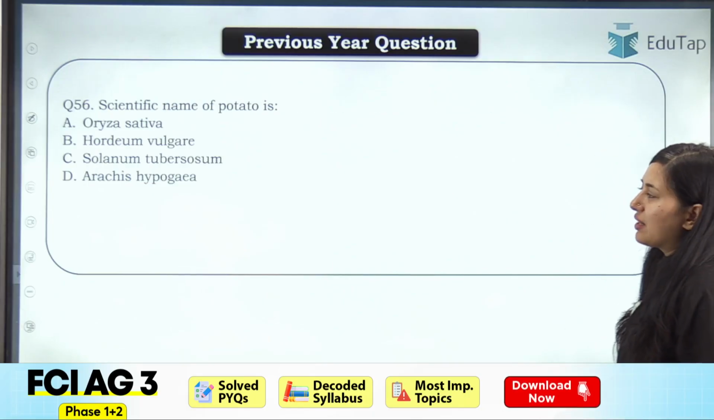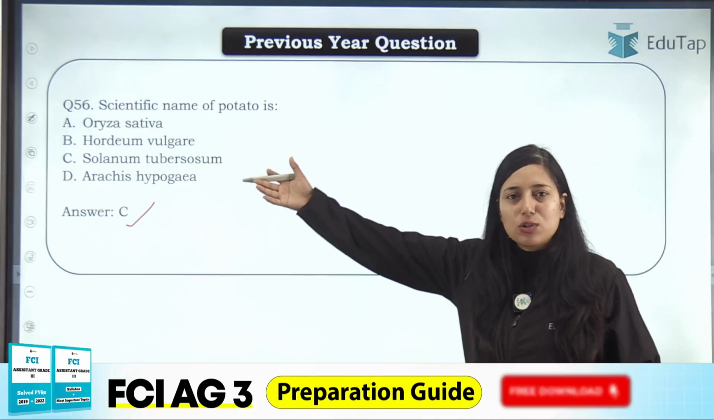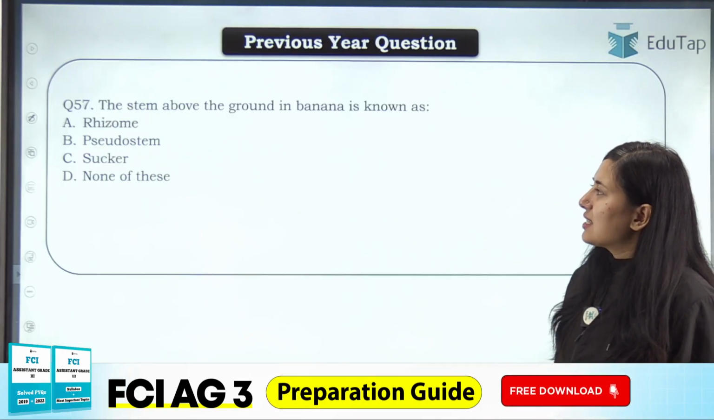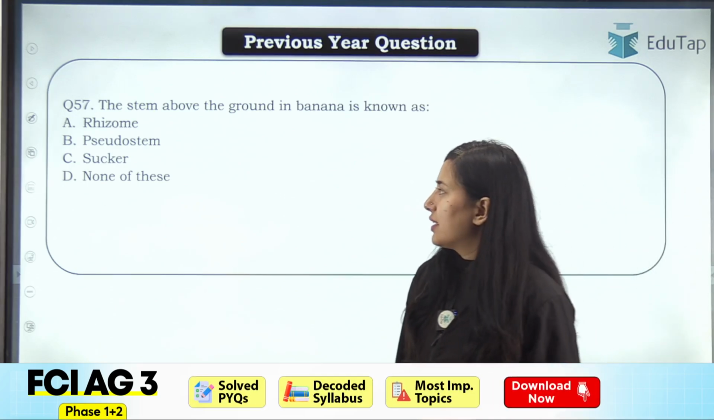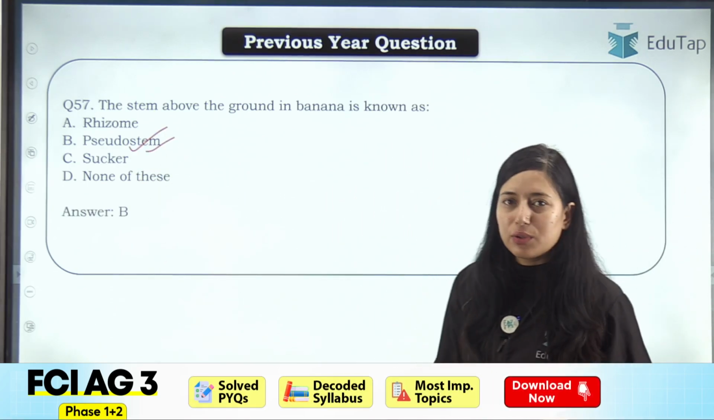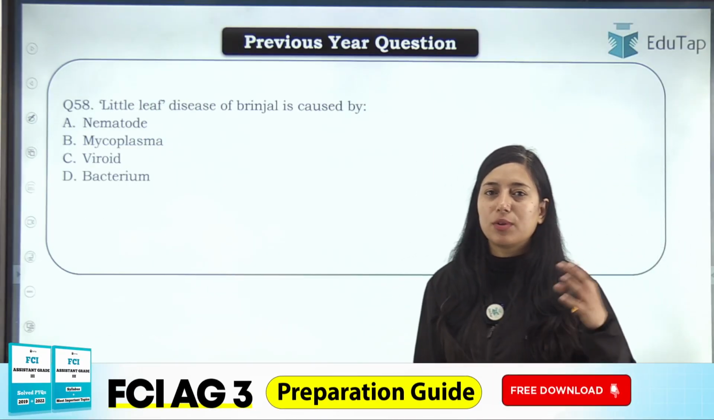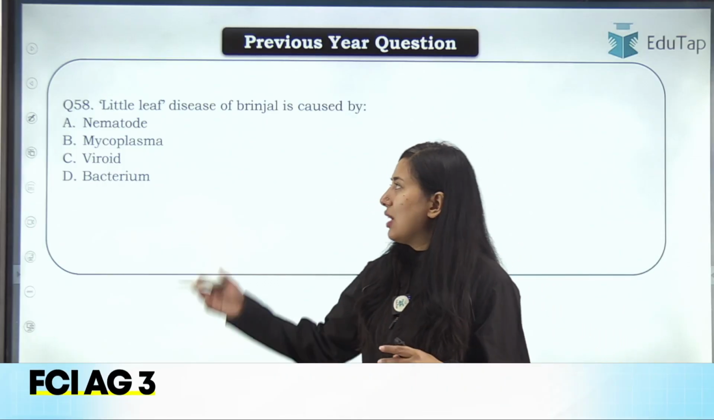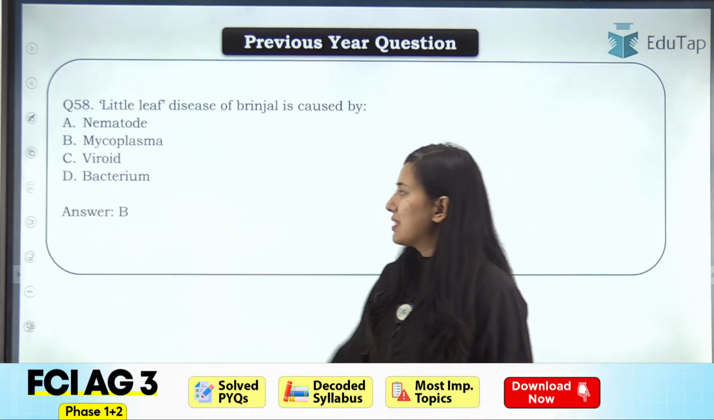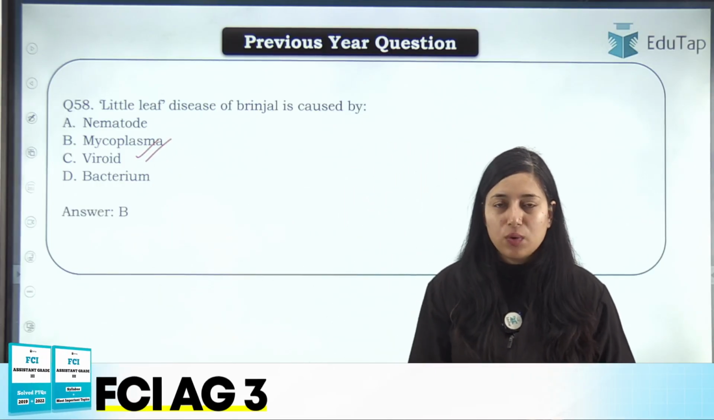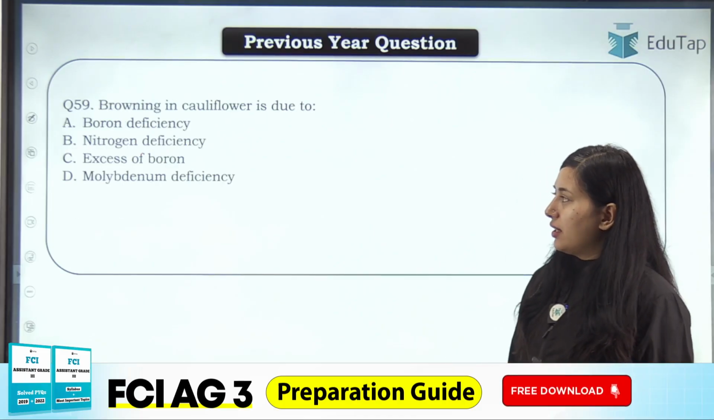Next is the scientific name of potato. Very easy question, right? It is Solanum tuberosum. This is also covered in your NCERT. Next is, the stem above the ground in banana is known as. Again an easy question, it is known as pseudostem. Next question is, little leaf of brinjal is caused by. Now this is a question from the plant pathology part. Little leaf disease of brinjal is caused by which of the following? It is basically due to mycoplasma. It is different because it is caused by mycoplasma, so you have to learn this.